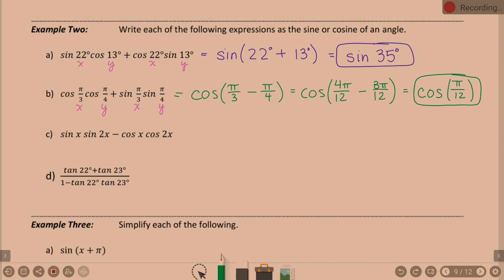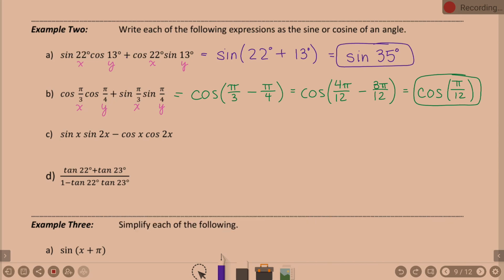Okay. What about C? Sine x, sine 2x minus cosine x, cosine 2x. What? Okay. It's a flipped version of cosine. Because cosine is supposed to be cosine x, cosine y, and then sine x, sine y. So this is a flipped version, yes? So one of the things I'm going to recommend is that we flip this.